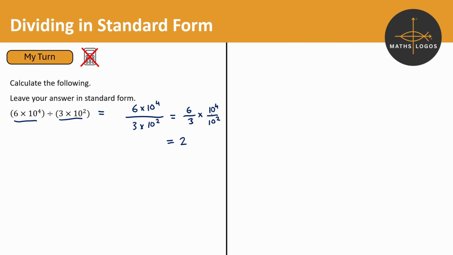Remember, when we have the same base, we subtract our indices. We'll do 4 take away 2. That gives us 10 to the power of 2. That answer is in standard form, so that is indeed my answer.